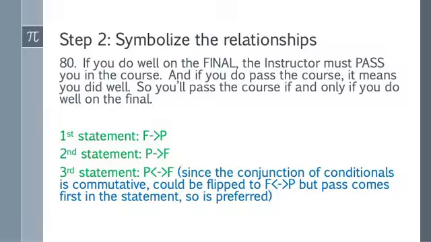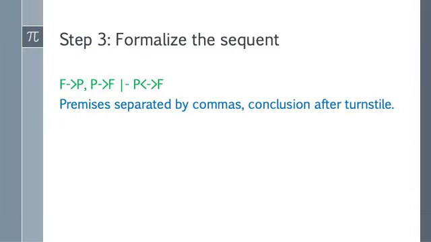P double arrow F. Basically, the biconditional is a conjunction of conditionals, and conjunction is commutative, right? So it could be either way. You could say P double arrow F, or it could be flipped to F double arrow P. But since the ordering of the words passing the test comes first in the statement, this ordering, P double arrow F, is preferred.